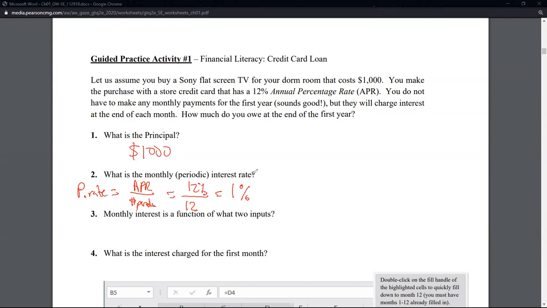Monthly interest is a function of what two inputs? Well, it's based on the APR or the periodic rate. You could say either of those things. It's based on the interest rate. So you could say the APR or the periodic rate. The periodic rate is based on the APR, so that's why it's equally an acceptable answer there. And how much you have remaining on the balance.